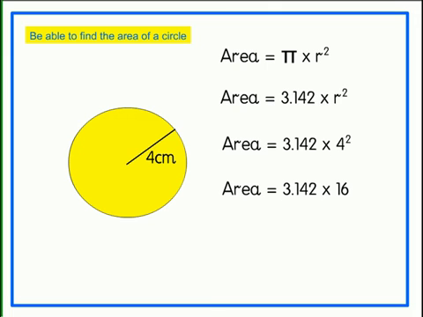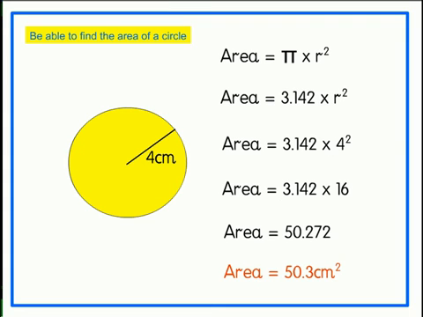This gives us 50.272. Rounding this to one decimal place, we have an area of 50.3 centimeters squared.